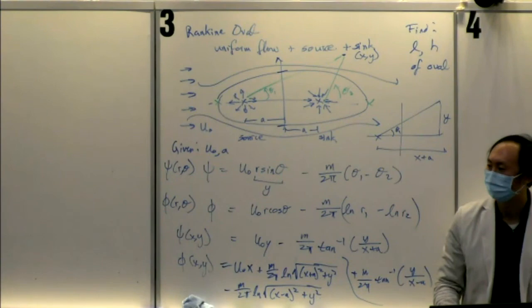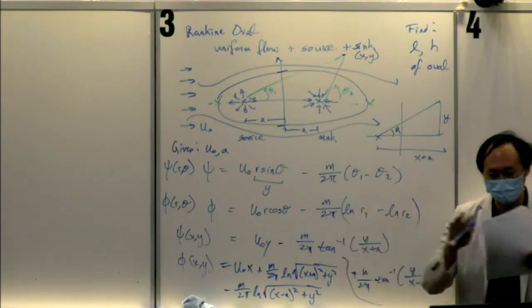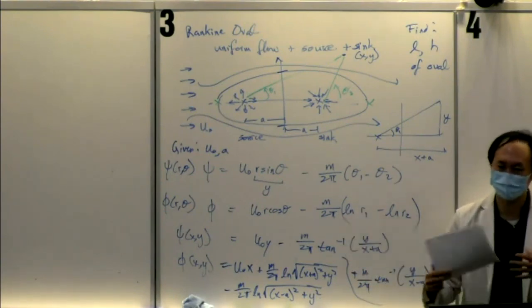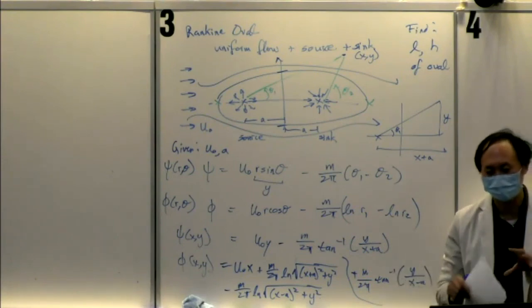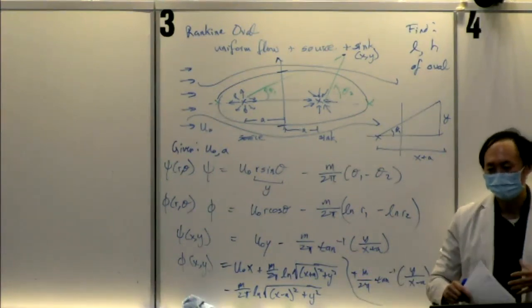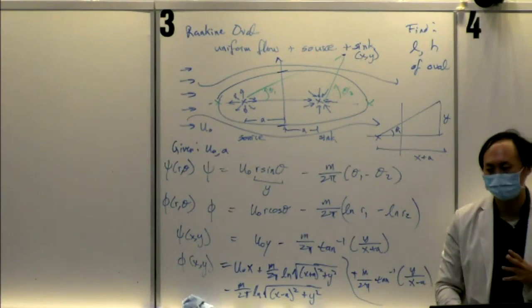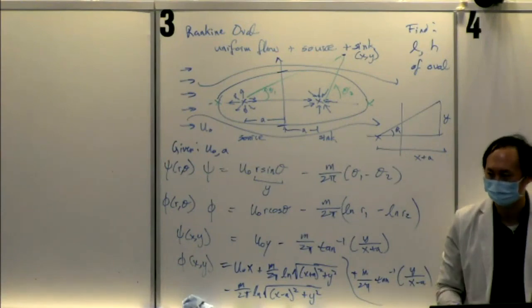Yeah. But for example, you saw there's a lot of work. Once you've written those down, you have to substitute for the constants. For example, the width of the cylinder, the stagnation point of the half body. There's a lot of substitutions that you have to go through.